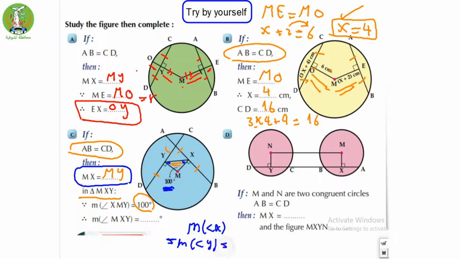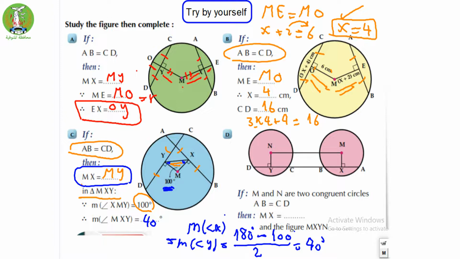equals 180 degrees minus 100 over 2. Why? Because the sum of interior angles of any triangle equals 180 degrees. That equals 80 over 2, which equals 40 degrees. Then measure angle MXY equals 40 degrees. Okay?